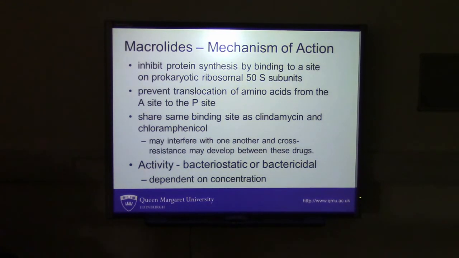What they do is inhibit protein synthesis by binding onto the ribosomal 50S subunit. That then prevents translocation of the amino acids. So the amino acids can't come on and join up into a chain to make a protein. Therefore the protein synthesis is switched down. Depending on the concentration of these drugs, they can be either bacteriostatic or bactericidal. The higher the concentration, the more likely you are to see a bactericidal effect.